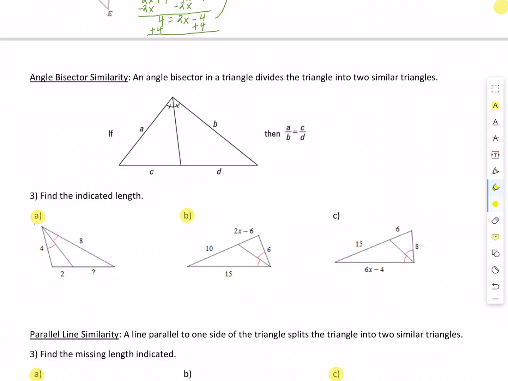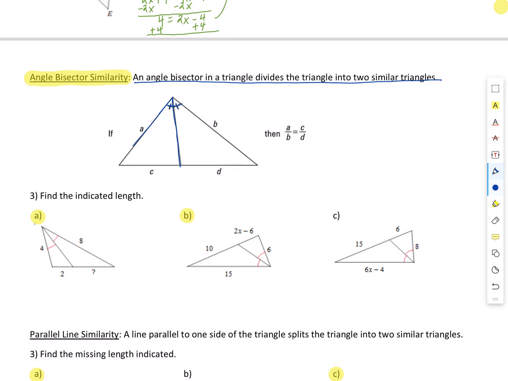Chugging along here. So looking at more similarity things, now we're going to look at the angle bisector similarity. And as you can read here, an angle bisector in a triangle divides the triangle into two similar triangles. So that means that if we have this angle bisector right here, and we know that because we can see that those two angles are the same.